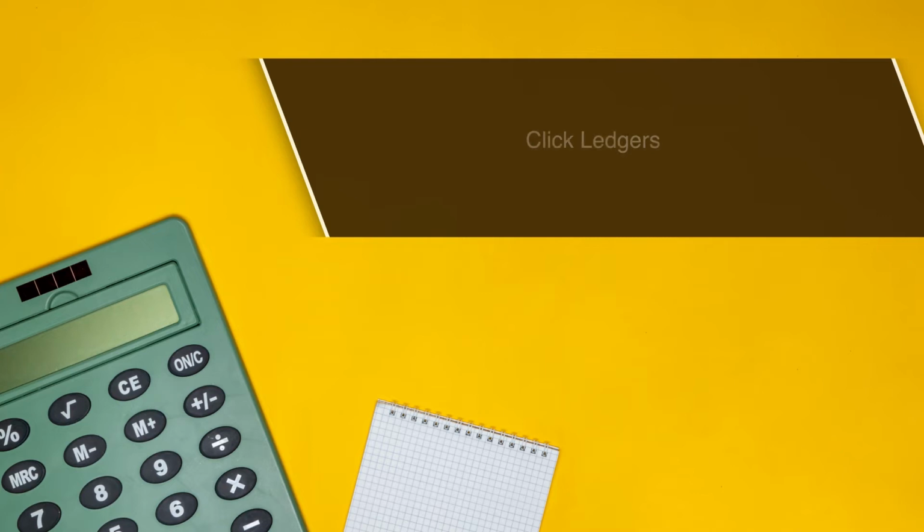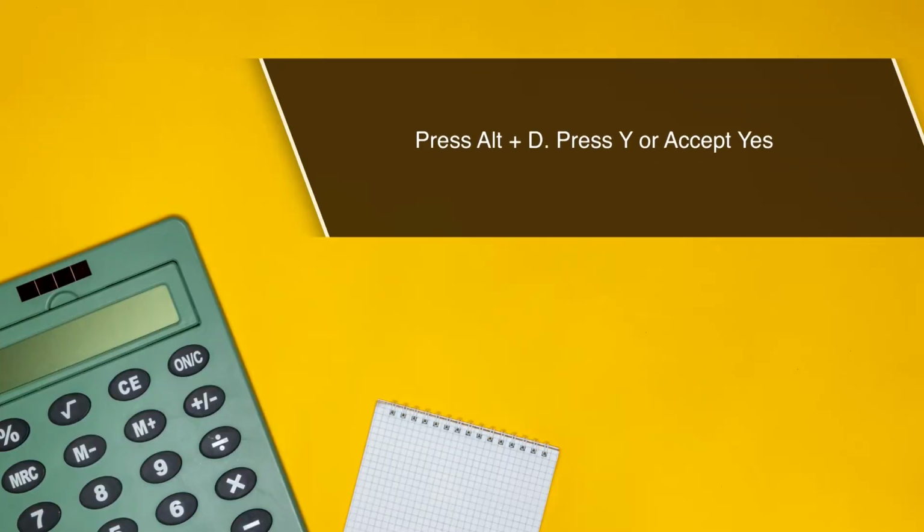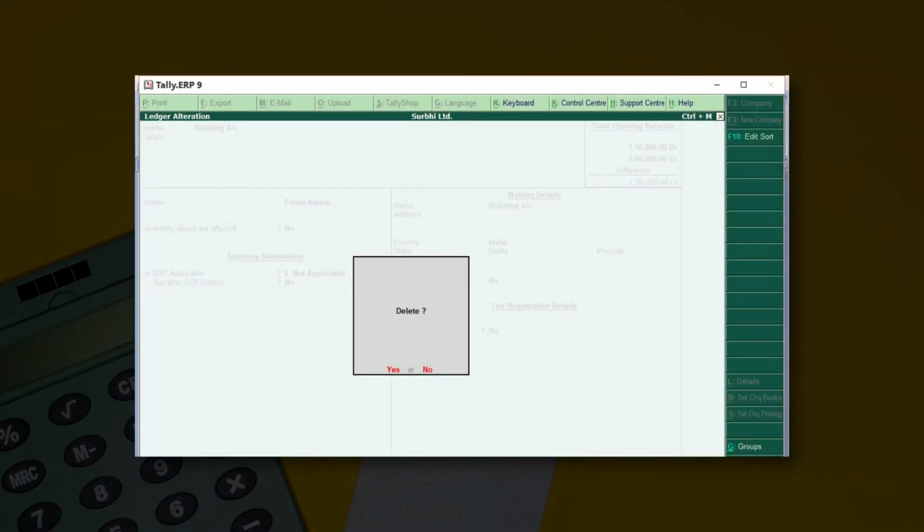Once you click the ledger, go to the single ledger. Within single ledger, there is an alter option. Within alter option, when you click, it will show you the list of ledgers which are existing in the company. Once you click on the desired ledger, then the screen will open. Now you have to press Alt plus D. I repeat, Alt plus D from the keyboard simultaneously. Once you press Alt plus D, a box will appear in the middle asking you to delete, yes or no.